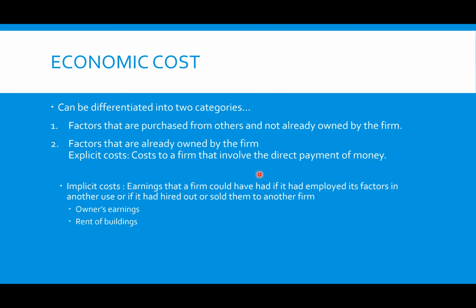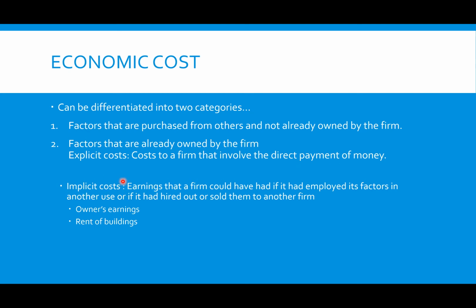Okay, economic costs. Now we can talk about costs. Costs that we think of every day and economic cost is a bit different. This is because economic costs consist of different types of costs. The first one is explicit costs, which is costs to a firm that involve the direct payment of money.